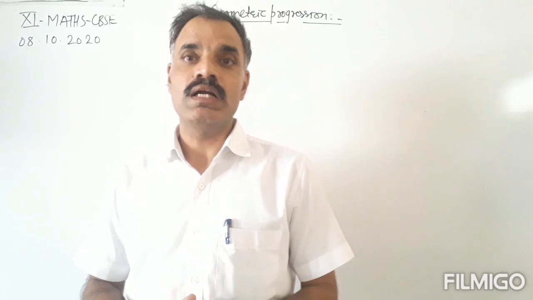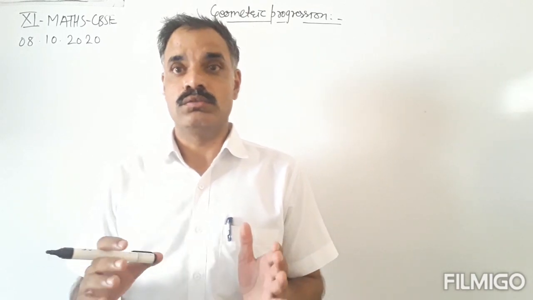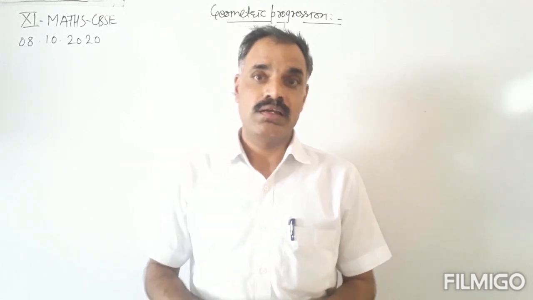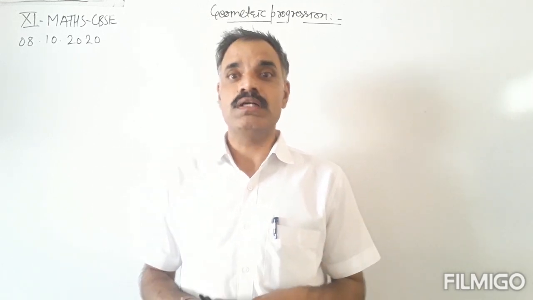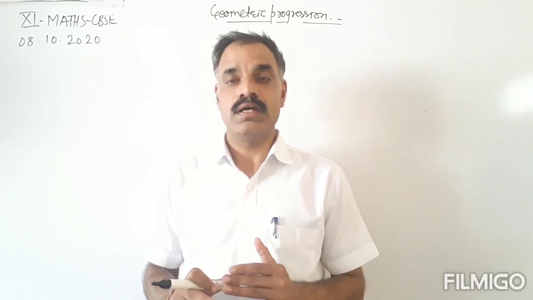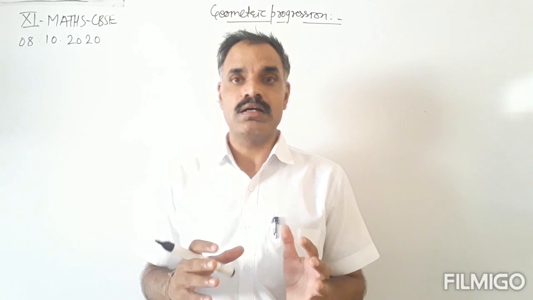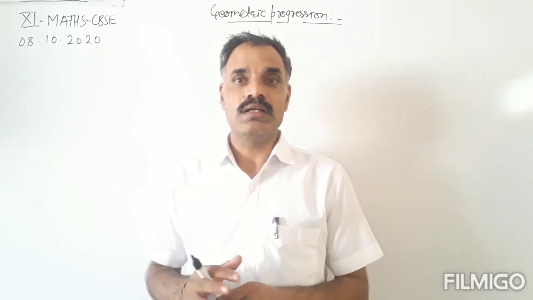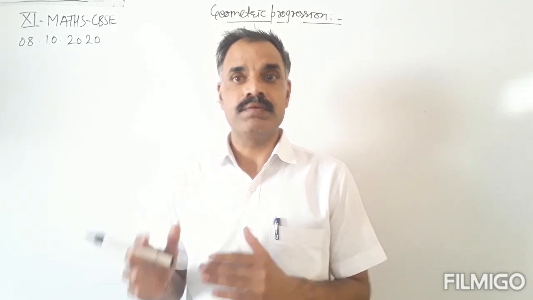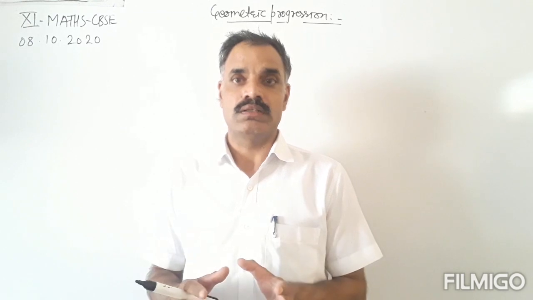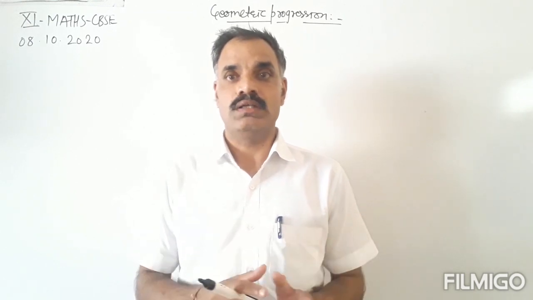Okay, so let us learn the meaning of the geometric progression. A progression is said to be geometric progression if the succeeding term and preceding terms are in a particular ratio. Okay, means the ratio of succeeding term and preceding term is always constant throughout the progression.